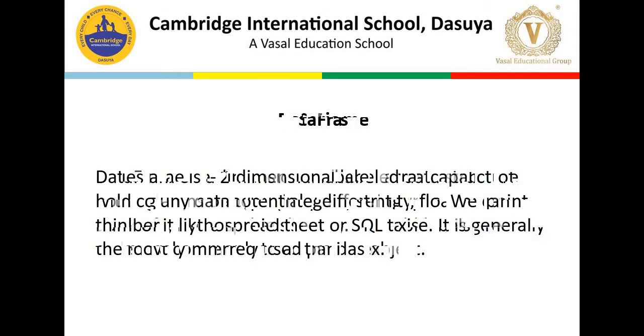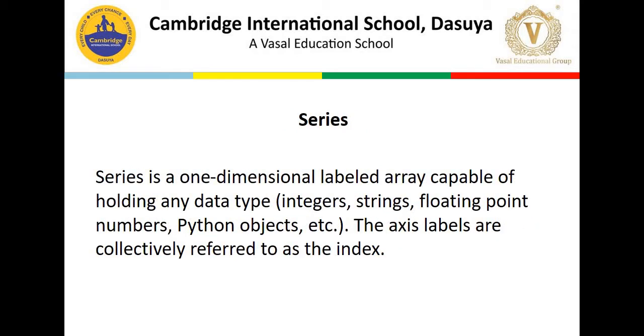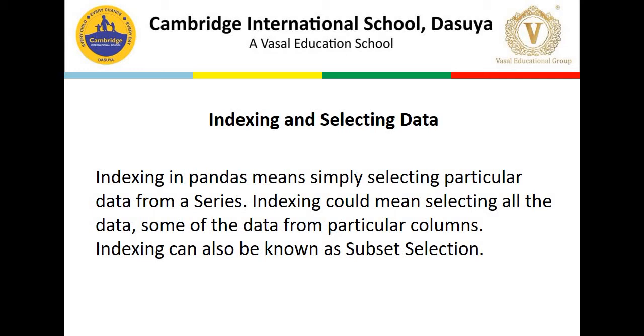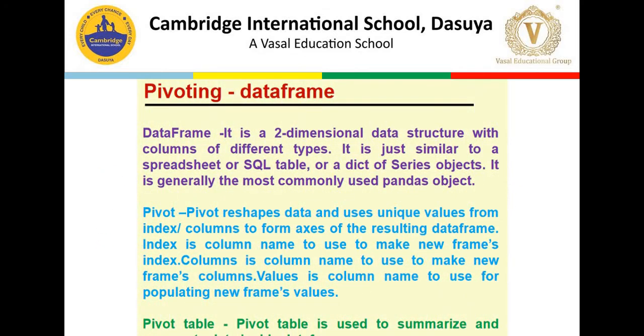So data frame is a two-dimensional object, series is a one-dimensional object. Indexing and selecting the data, how these operations are applied on the data frame data. And in pivoting, that is we pivot a data frame, how to summarize the information, how to make the information concise and apply the aggregate operation on the data frame and represent it in the form of a pivot table.